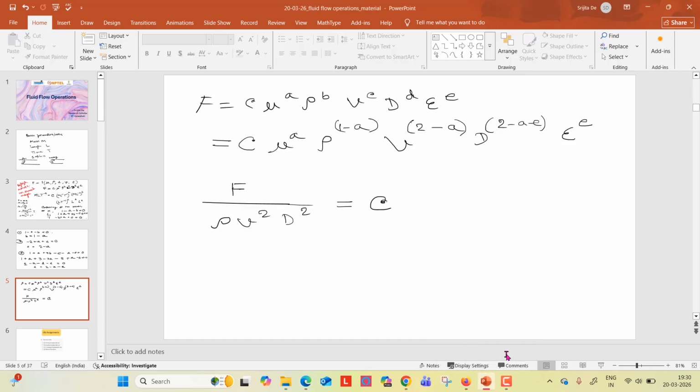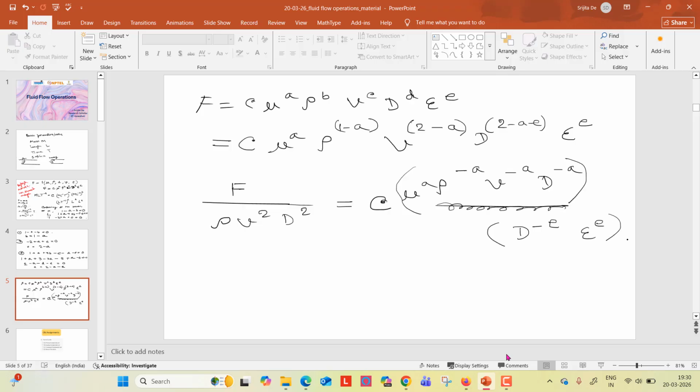So rho is left, rho to the power minus a is left, right? Rho to the power minus a, v to the power minus a, t to the power minus a divided by, there is another thing left, what it is, mu to the power a, and another two terms are left. If I bracket this, there are another two terms left, so d to the power minus e and epsilon to the power e, right?